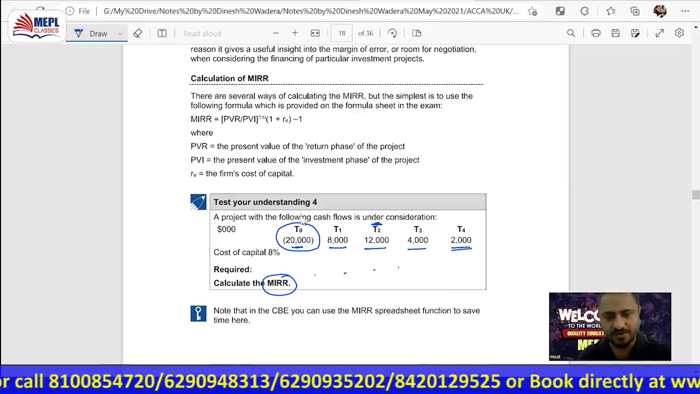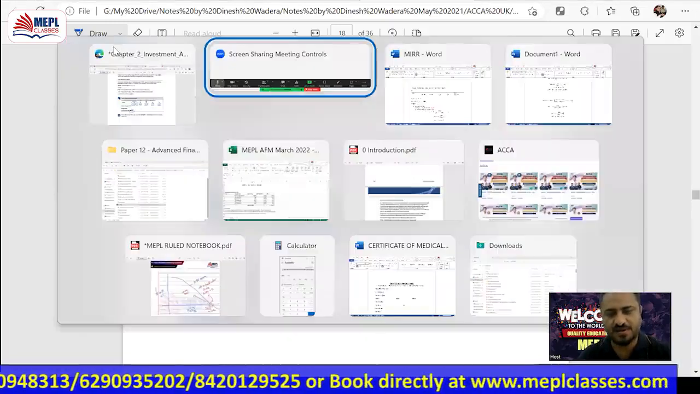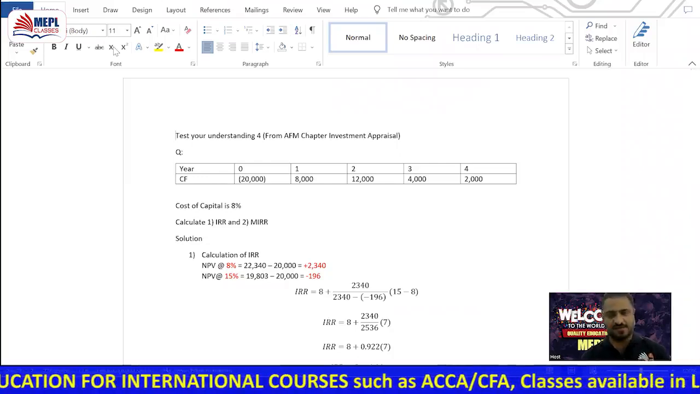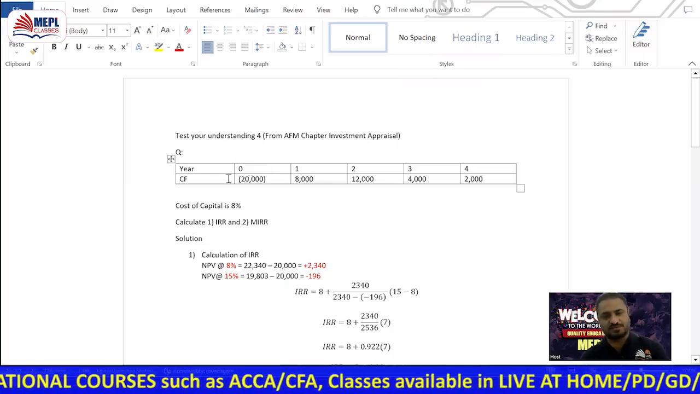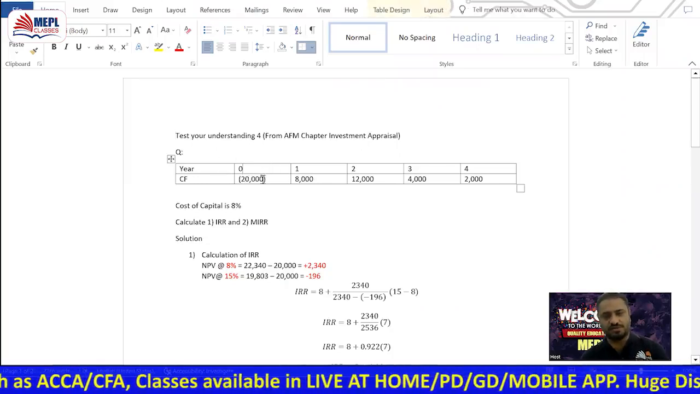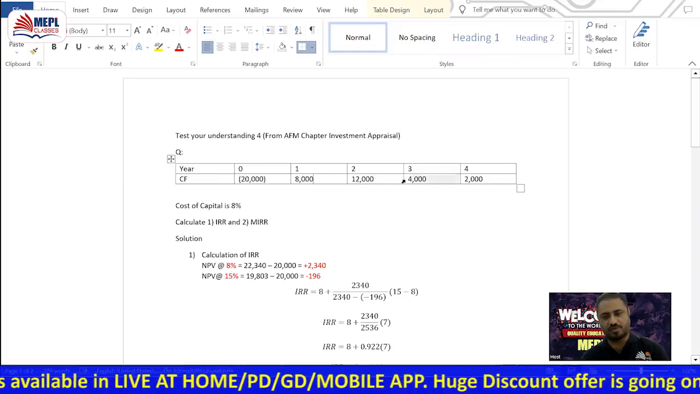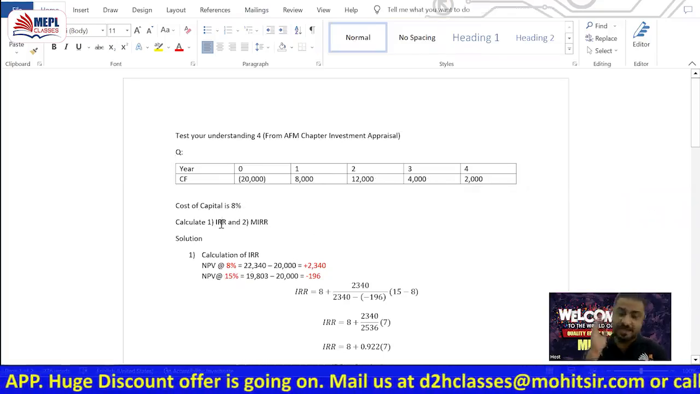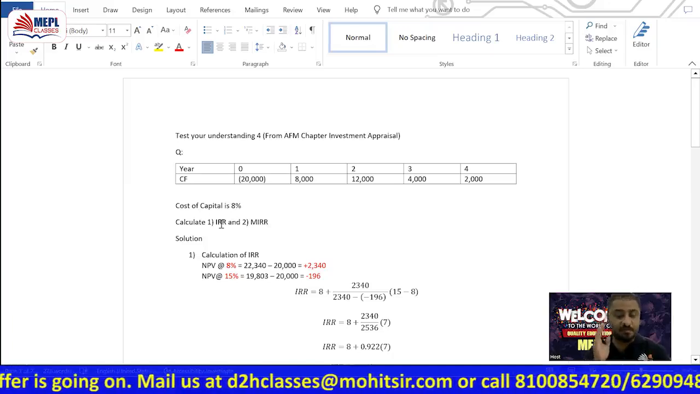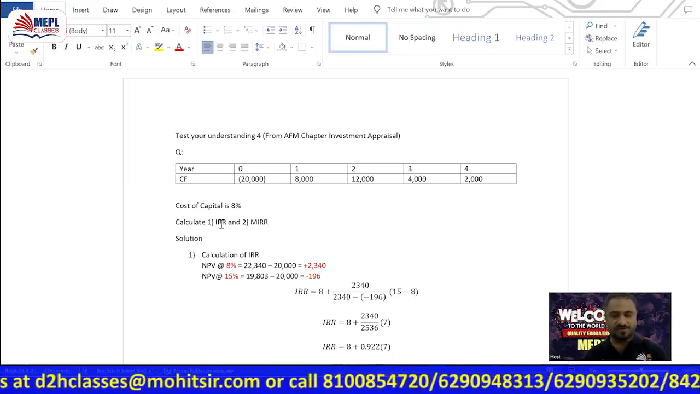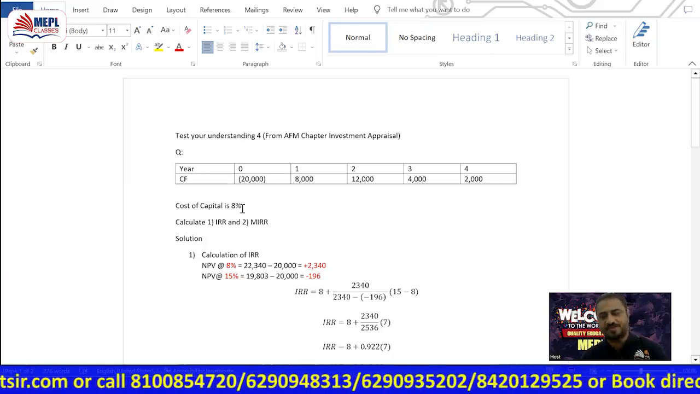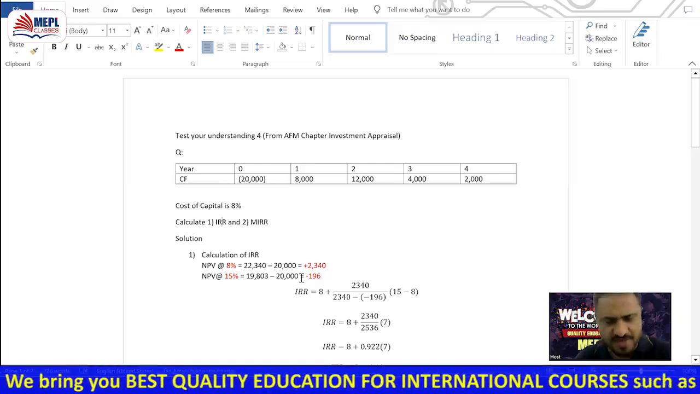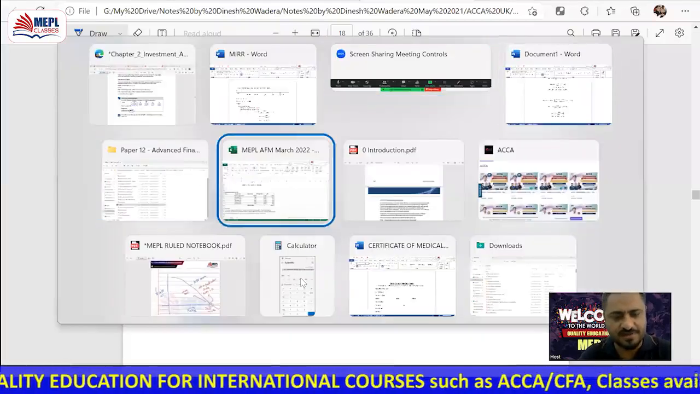How do we do that? So let's first understand the concept of IRR, and vis-a-vis we will try to understand the meaning of MIRR. So this is the same question. Year 0, 20,000 will go out, 8,000, 12,000, 4,000 and 2,000 will come in. Let's see, cost of capital is 8%. We will calculate first IRR and then we will try and understand the concept of modified internal rate of return also. How does it work? If 8% is given, just calculate the NPV at 8%. It will come positive. If you want, I can show you with the same cash flow. No problem. It won't take me much time.